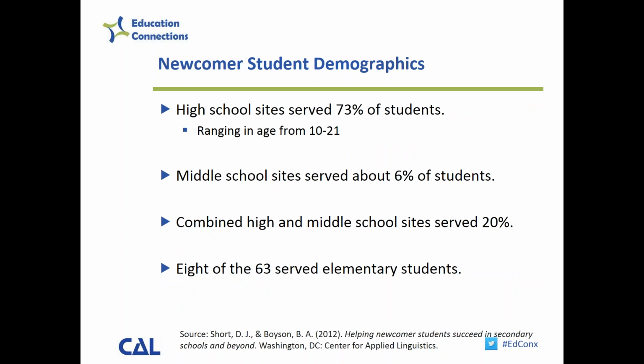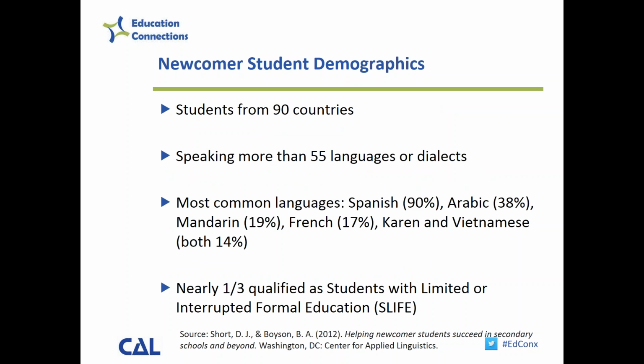The demographics of the newcomer students are interesting. High school sites served 73% of the students. Middle school sites served about 6% of the students. Combined high and middle school sites served about 20%. And 8 of the 63 programs served elementary students. The newcomers in these programs were from 90 different countries. They spoke more than 55 languages or dialects. The most common languages represented were Spanish, 90%, Arabic, 38%, Mandarin, 19%, French, 17%, Korean and Vietnamese both 14%. Nearly a third of these students qualified as SLIFE students, students with limited or interrupted formal education.